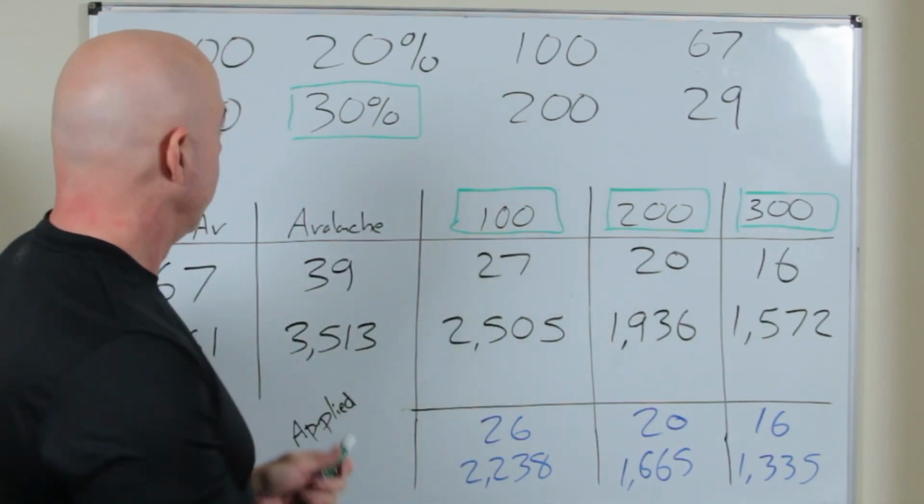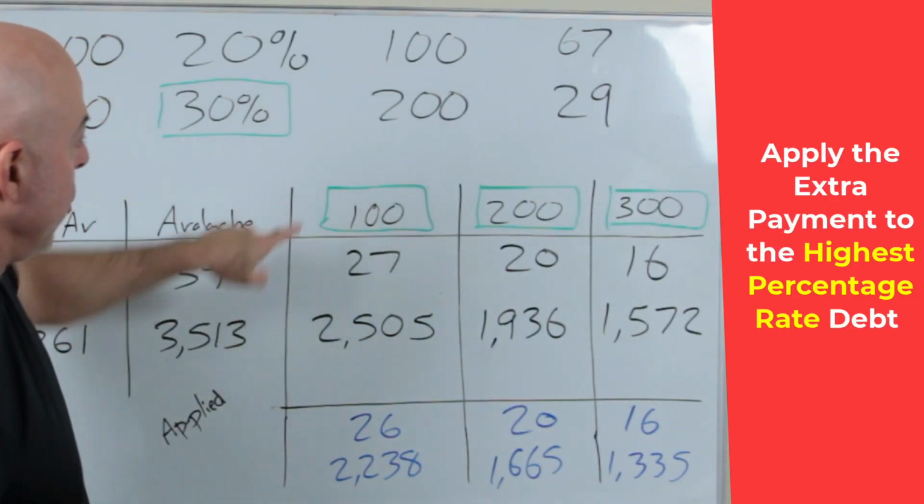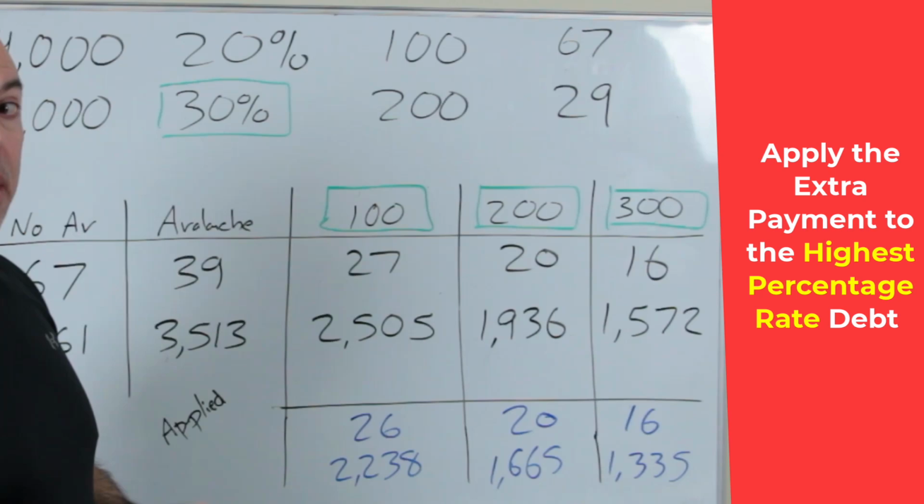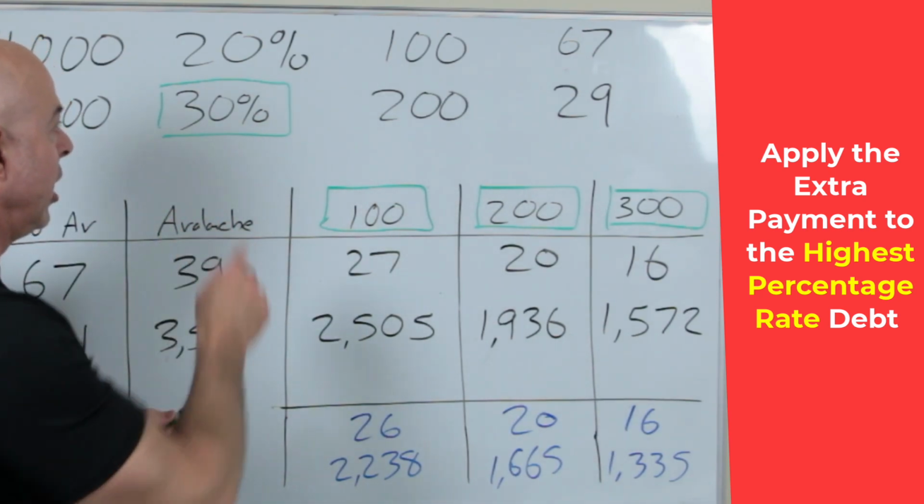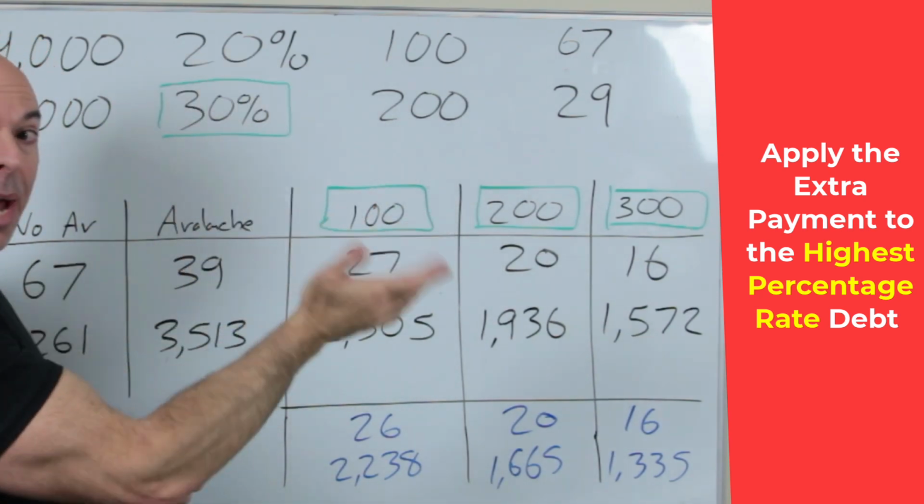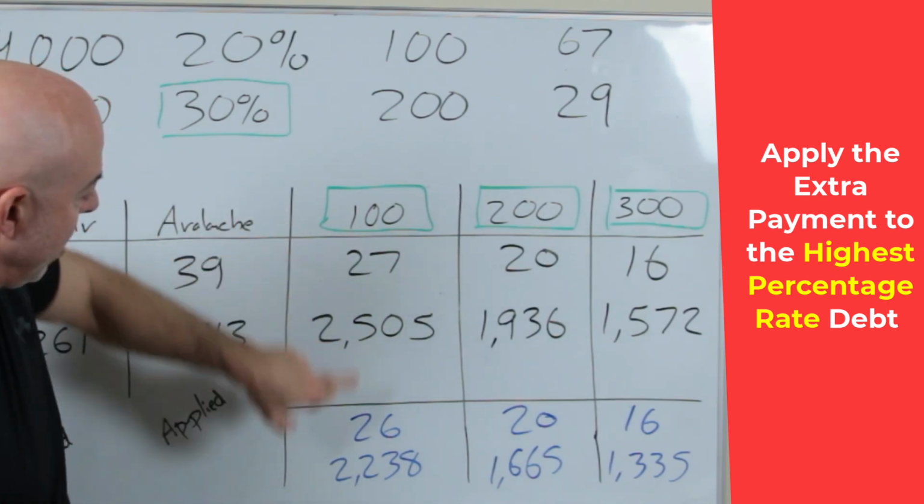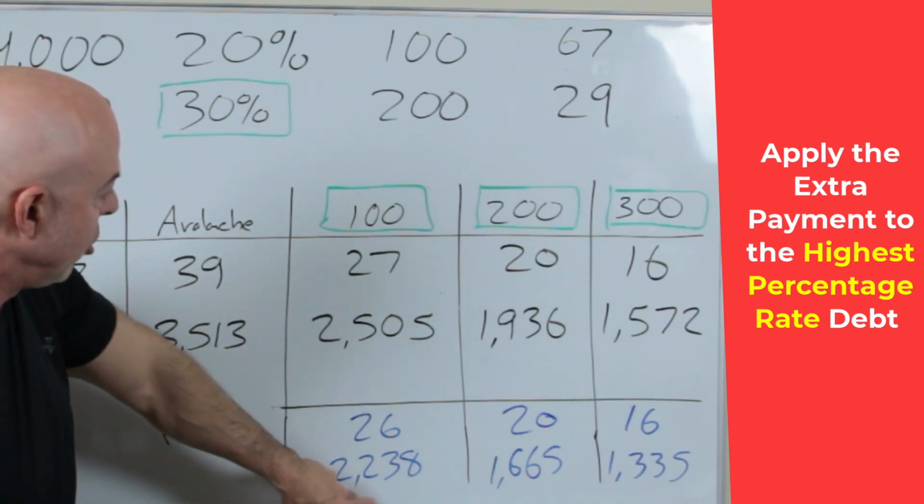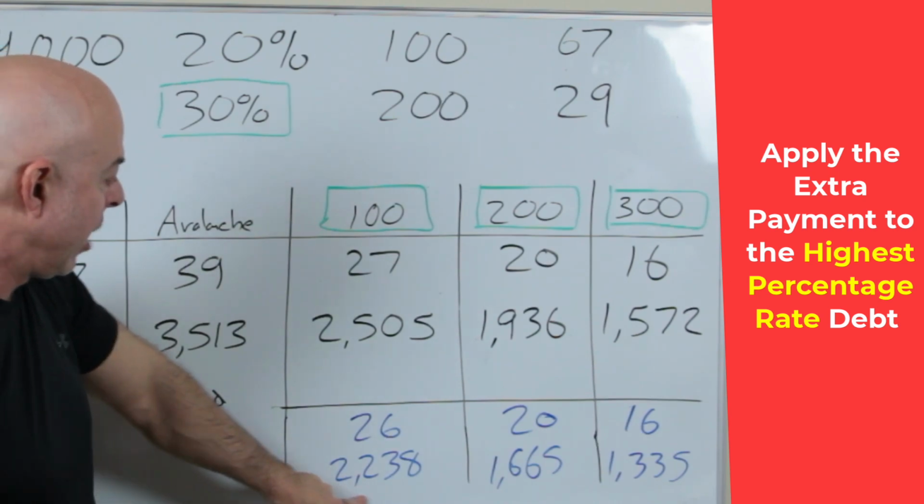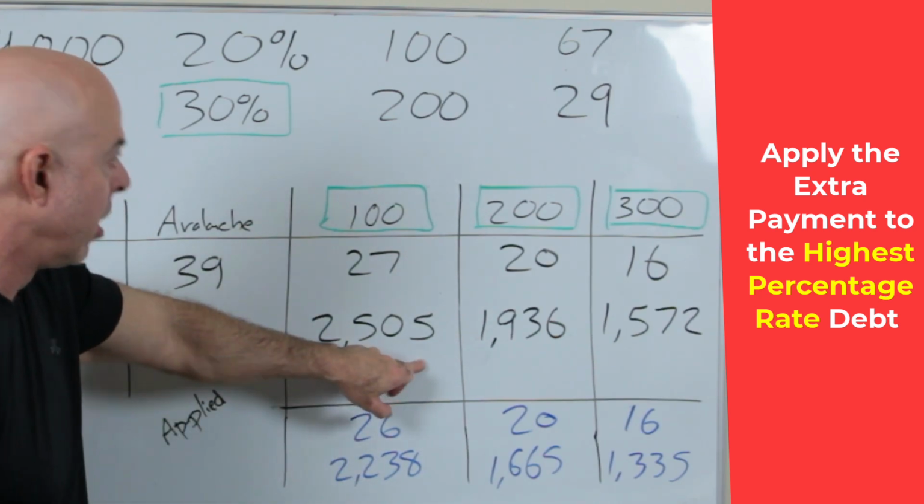Okay, now, in blue, if you took the extra 100 and you did follow the Avalanche method properly, you would apply it to the highest percentage rate debt that you have. In this case, it's this one. If you apply it there, the difference would be not 27 months, but you'd save a month, and you'd save $300. You'd only pay $2,200 in interest, not $2,500.